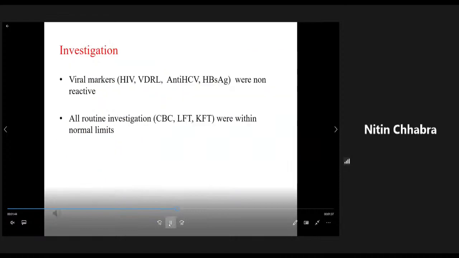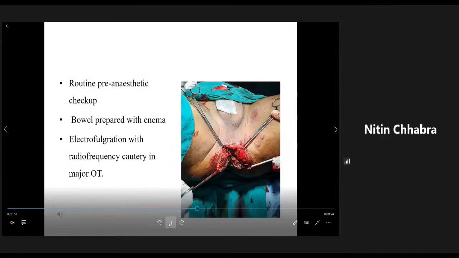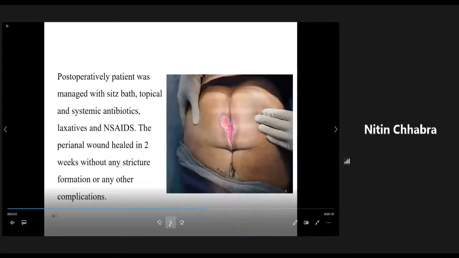Genitals were examined and there were no such lesions elsewhere on the body. Viral markers were non-reactive. All routine examinations were within normal limits. The skin biopsy revealed hyperkeratosis, papillomatosis, acanthosis of stratified squamous epithelium with koilocytic changes. Routine pre-anesthetic checkup was done. Bowel was prepared with enema. Electrofulguration was done with cautery in the major OT.